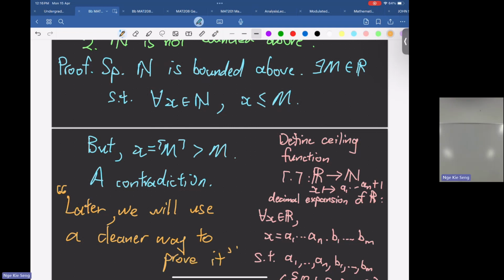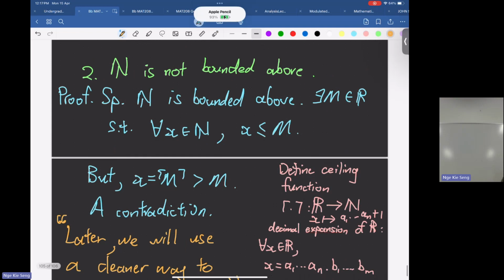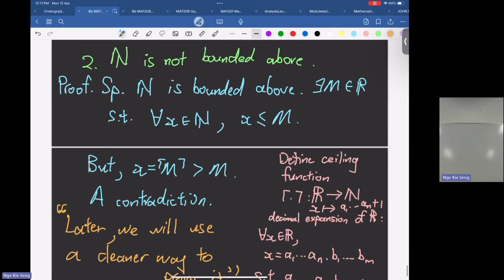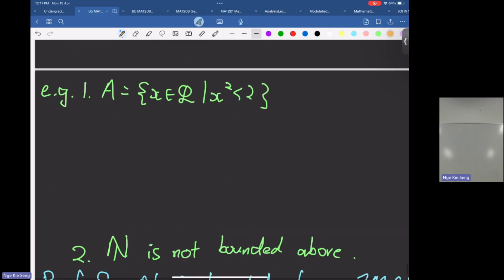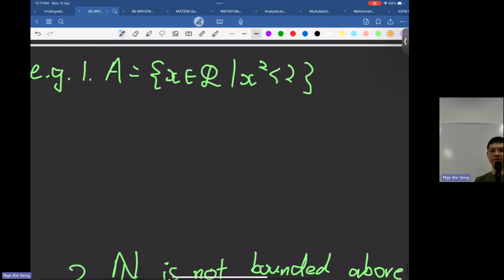But intuitively, why is n not bounded above? Because n keeps growing, right? So 100, 1,000, 1 million, and then keeps growing. How about the first example here? How about this one? Is this bounded above or not? Bounded above by what?